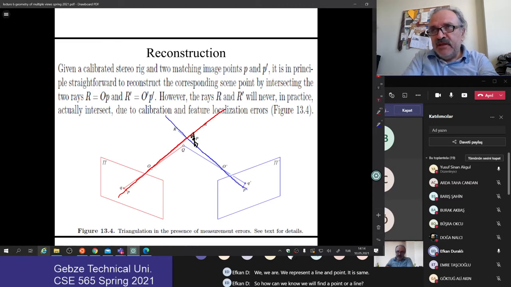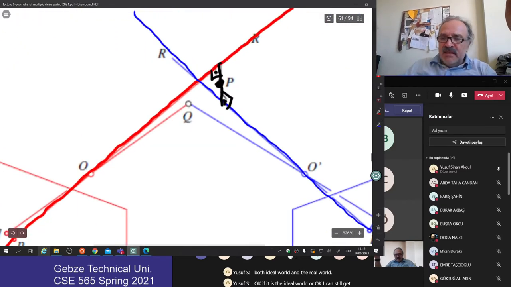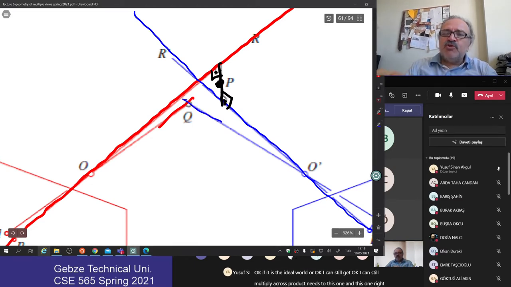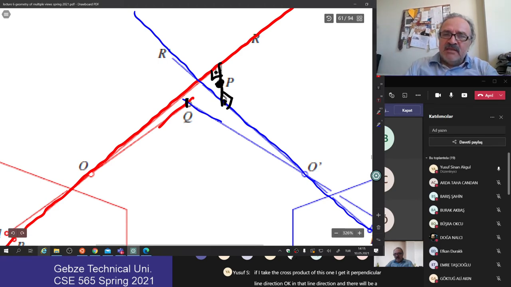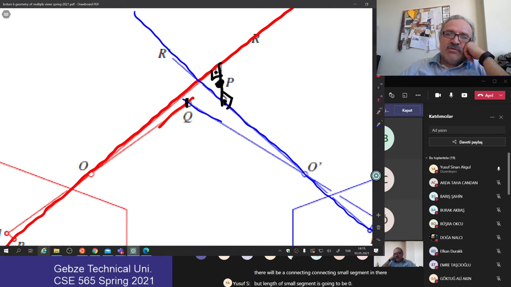That's your interpretation, right? Whatever you get can be interpreted as a line or a point. If you treat it as a point, it's a point, otherwise it's a line. So the solution that I'm going to give you is going to be valid for both the ideal world and the real world. If it is the ideal world, I can still take the cross product of these two. If I take the cross product, I get a perpendicular line direction. In that line direction there will be a connecting small segment, but the length of the small segment is going to be zero. So the solution is valid for both of them.